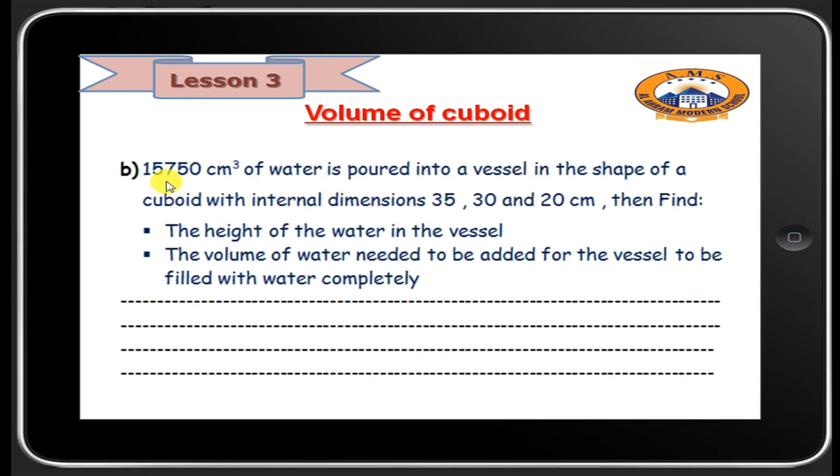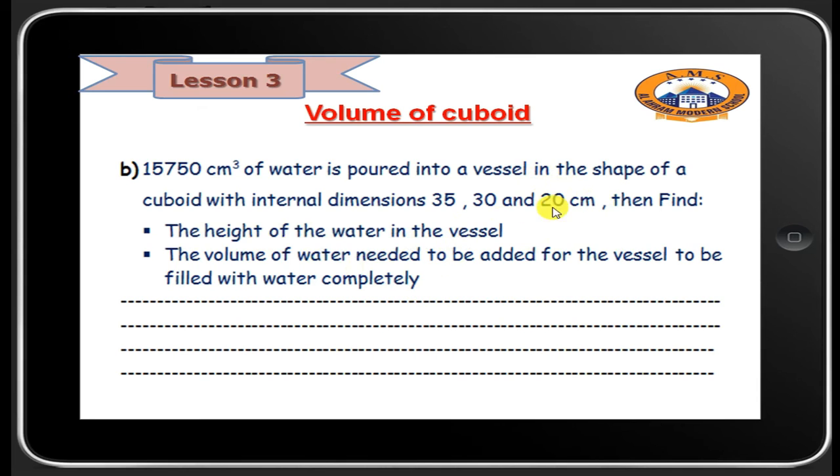Okay, our last exercise here in this lesson, and this is a very important exercise also. Here I have 15,750 cubic centimeter of water poured into a vessel in the shape of a cuboid with the internal dimension 35, 30 and 20 centimeter. He wants you to find the height of the water in the vessel.